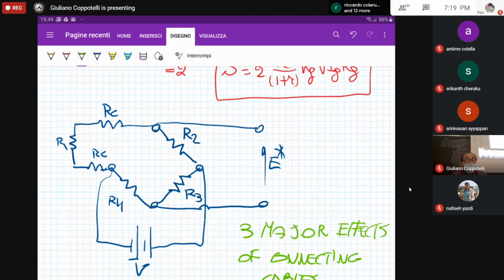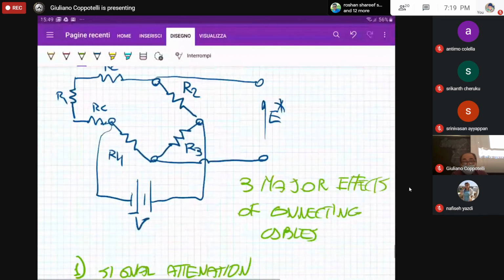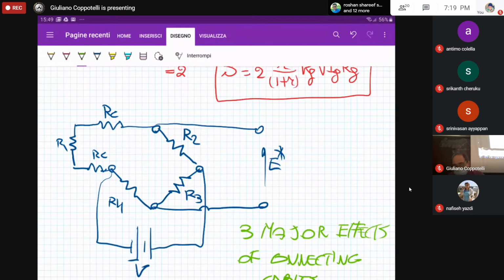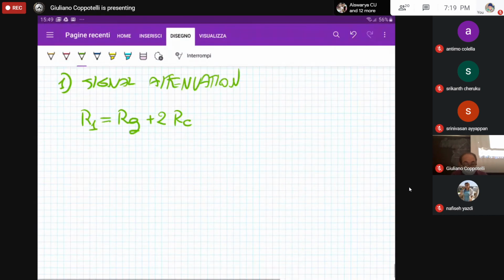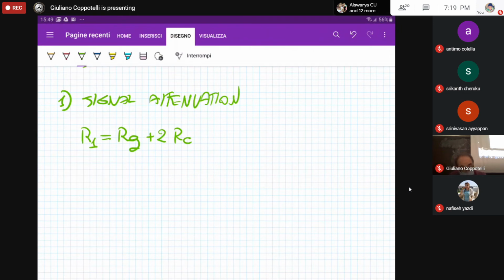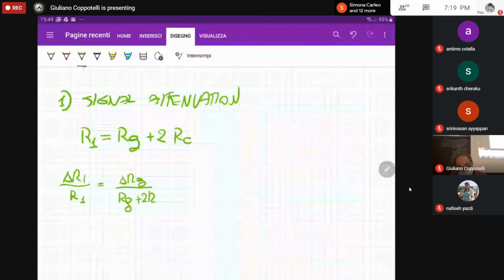So the resulting, oh sorry, this is Rg actually. Sorry. So please modify the value of the resistance as Rg. So R1 is equal to the summation of these two. So the change of the resistance that is measured by the Wheatstone bridge is delta R1 over R1, that is equal to delta Rg over Rg plus 2 Rc.